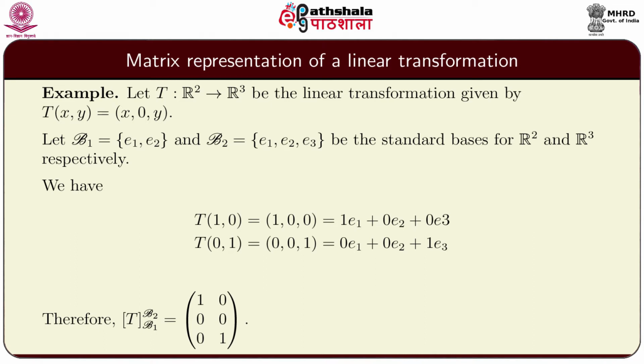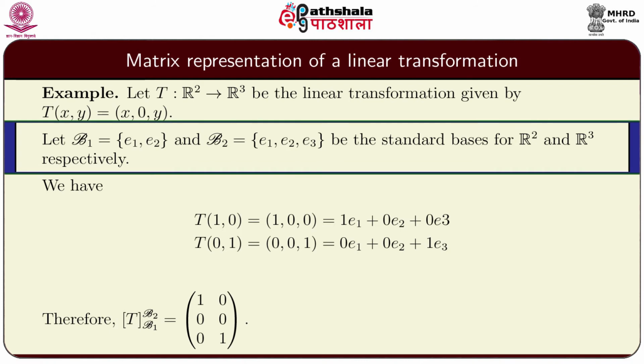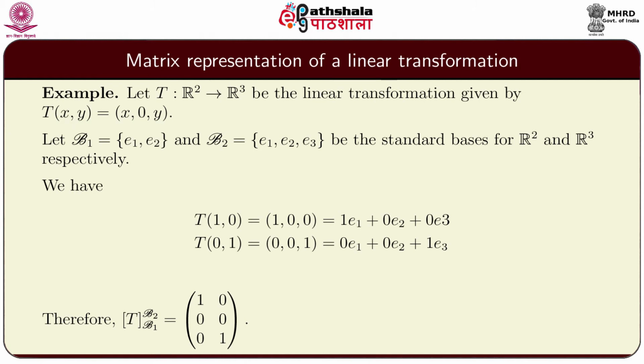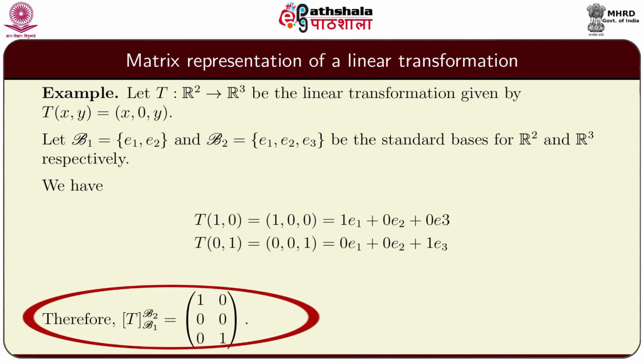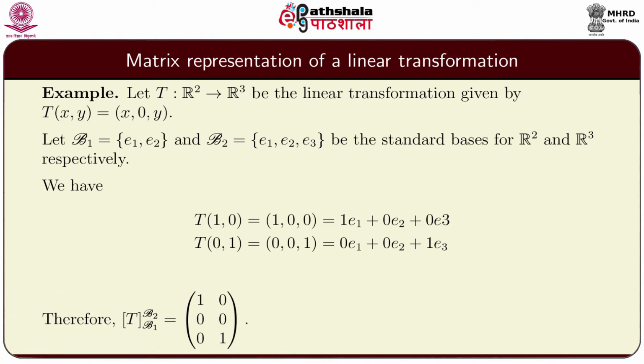Let us consider the linear transformation T of (x, y) is equal to (x, 0, y). The linear transformation is from R2 to R3. We choose the standard basis for R2 and R3, namely B1 and B2. Now, let us calculate the matrix representation for T with respect to this choice of standard basis, and it turns out that the matrix is given by the first row is 1 0, second row 0 0 and the third row is 0 1.